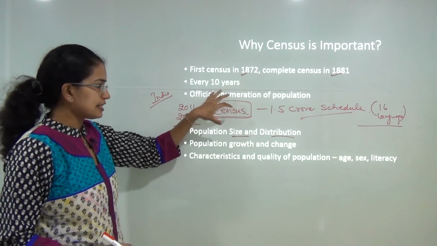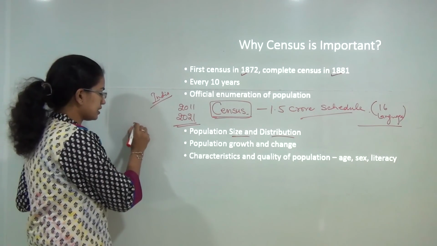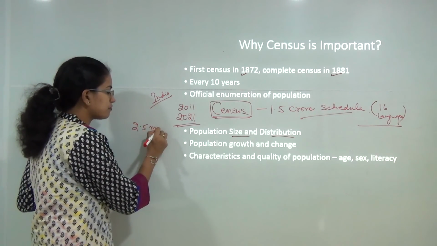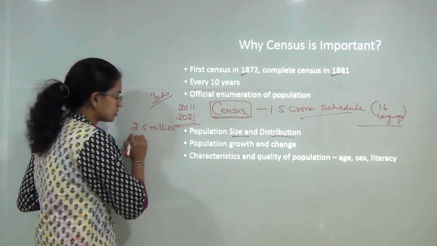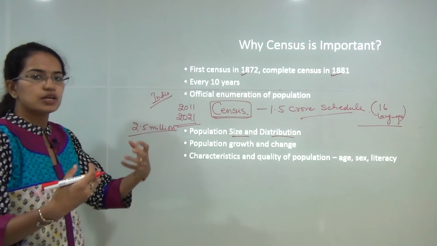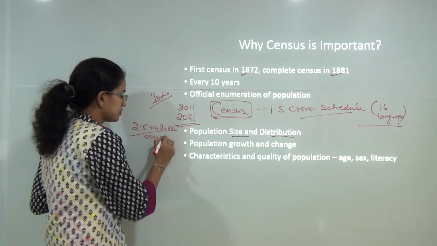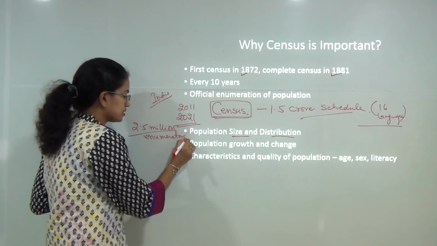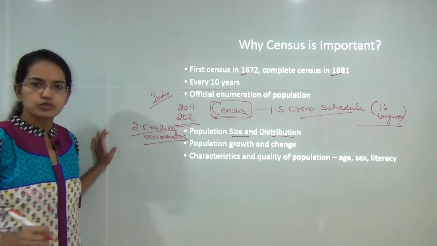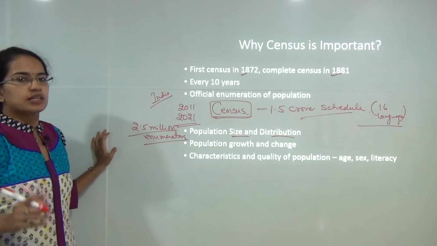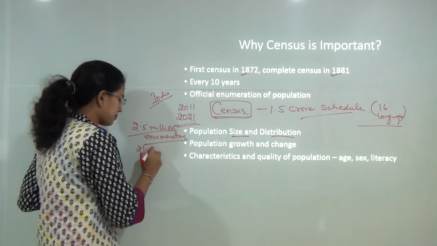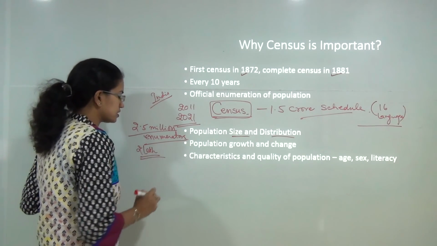Now, when the census is conducted in India, it's nearly 2.5 million enumerators. Enumerators are the people who work around counting the number of people. So you have 2.5 million enumerators who worked for the 2011 census. They were supervised by 2 lakh officers.